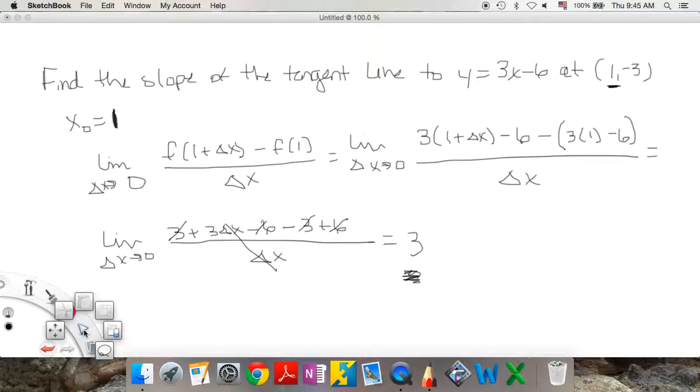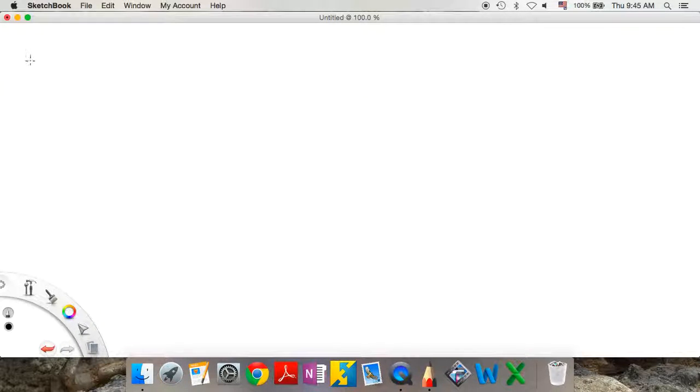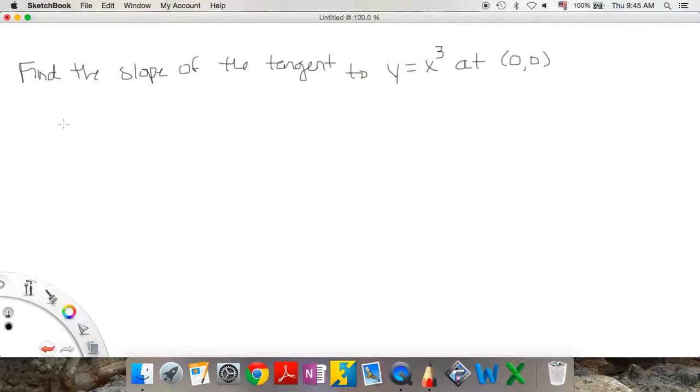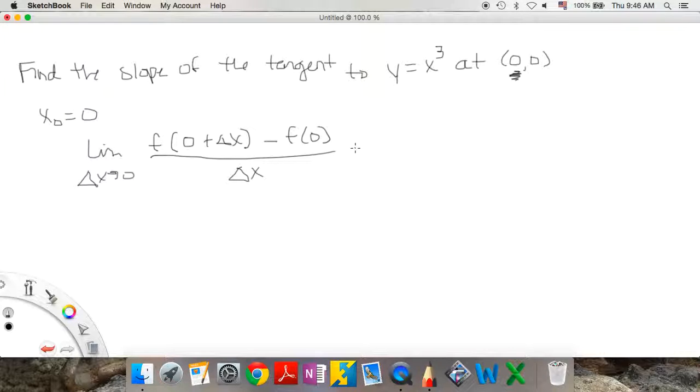Now let's try one that's maybe a little bit more complicated. So find the slope of the tangent to y equals x cubed at the point (0, 0). So this means our x naught is 0 because that's our x value we're looking at. So again, we take the limit as delta x goes to 0 of f at our x naught plus that delta x minus f at our x naught all over delta x, because this is the definition for the slope of the tangent line.